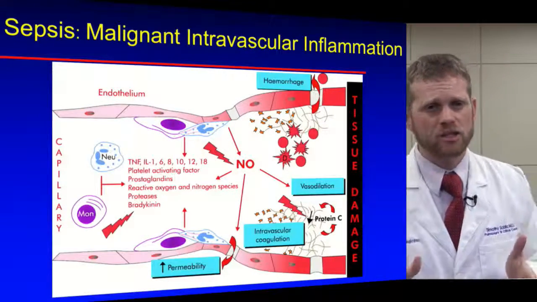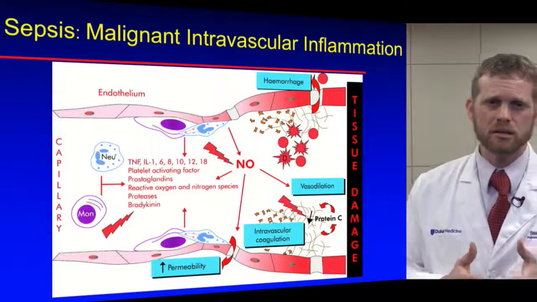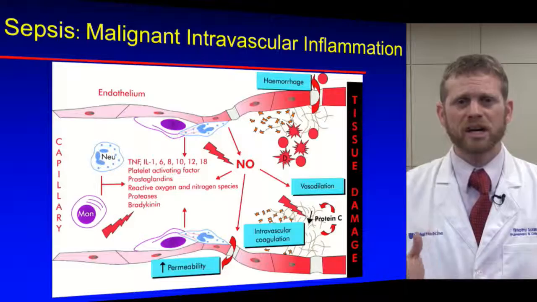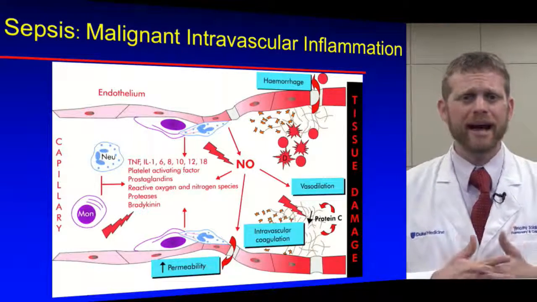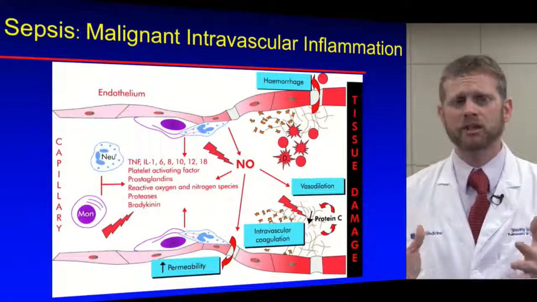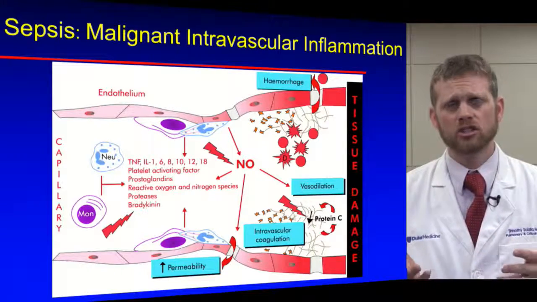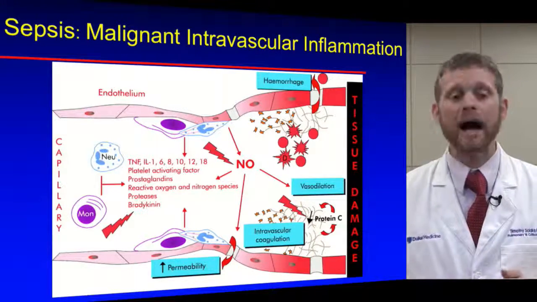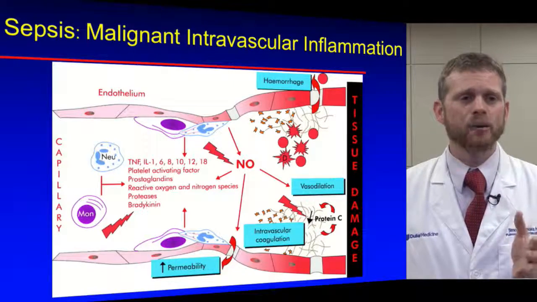So let's look at sepsis first. So sepsis is basically malignant intravascular inflammation. We have an out-of-control infection that causes a cytokine storm and leads to a malignant vasodilatory shock. So how do we manage this?